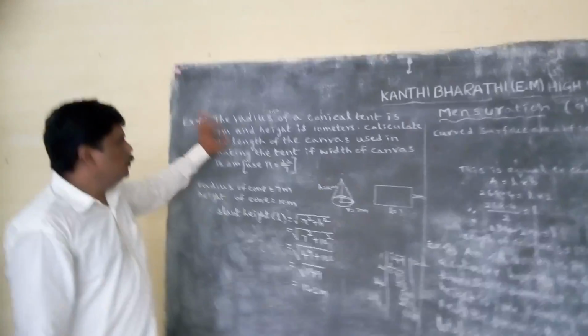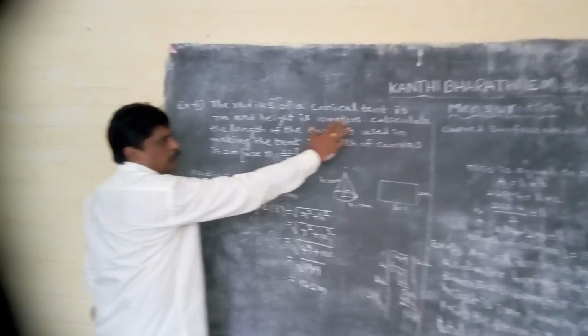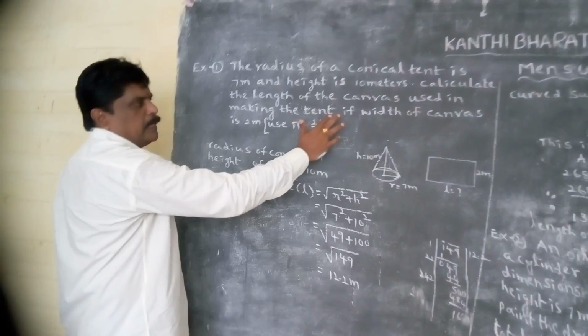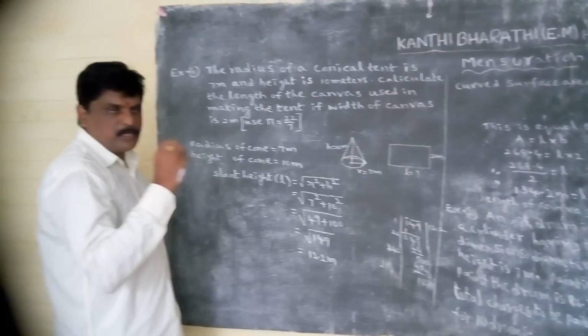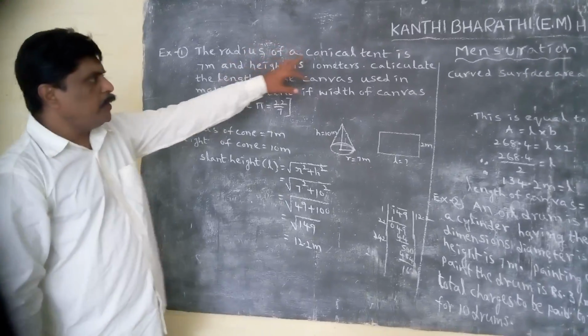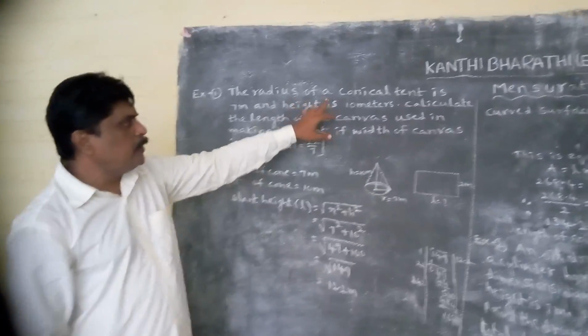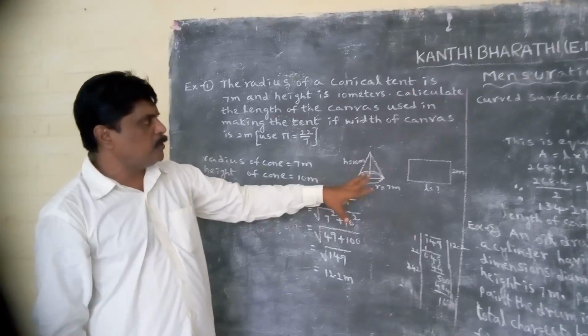Example one: the radius of a conical tent is 7 meters and height is 10 meters. Calculate the length of the canvas used in making the tent if the width of the canvas is 2 meters. All of you understand the sum first. Here the given is the tent is cone shape. The radius is 7 meters and the height of the cone is 10 meters.